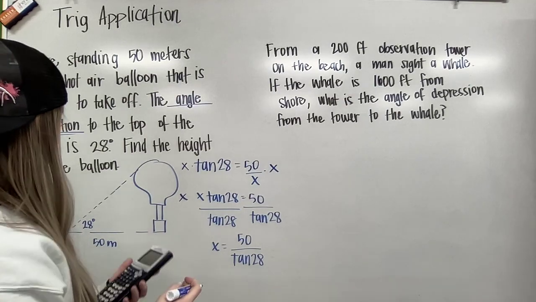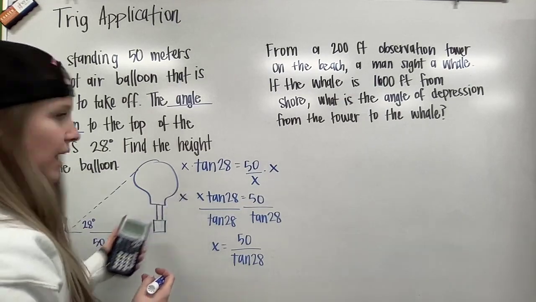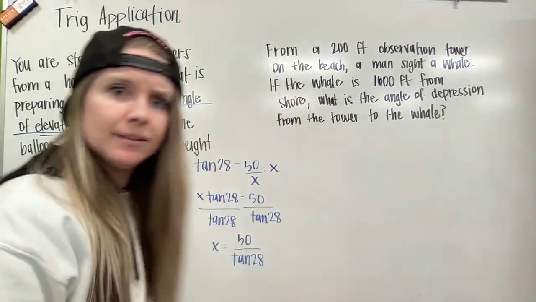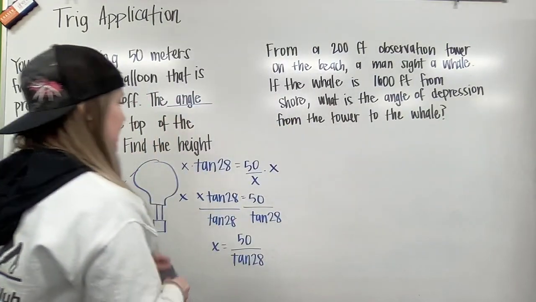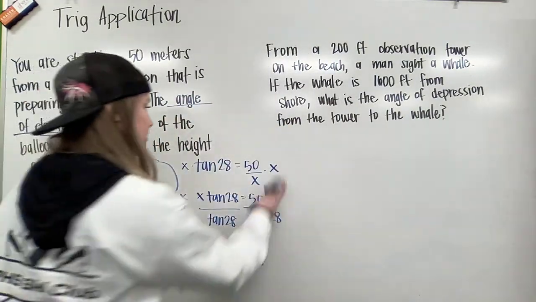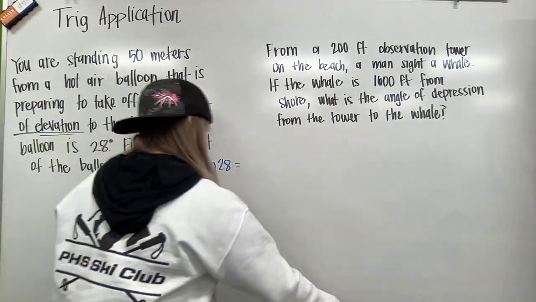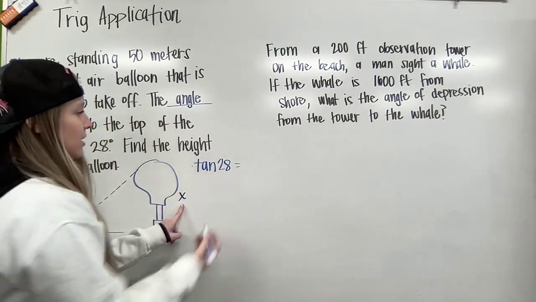Did I do something different? Yeah, I did. Why don't you guys tell me when I'm wrong? You got to tell me when I'm wrong. How do we set up tangent? Tangent isn't 50 over x. That's embarrassing. I make mistakes on a video. Oh, heavens. So this is my x here.